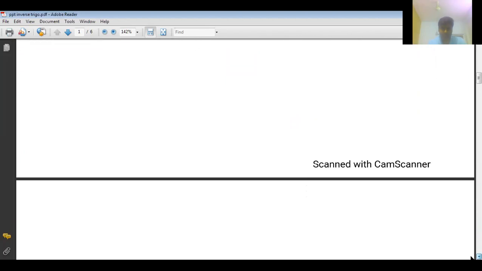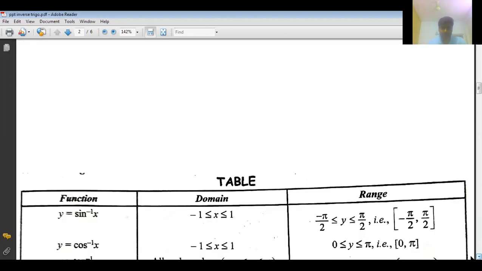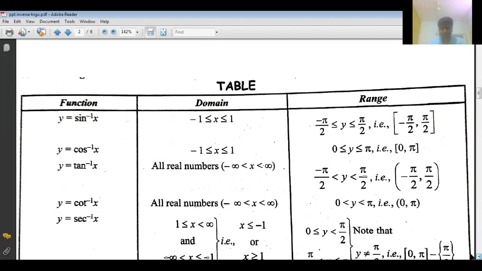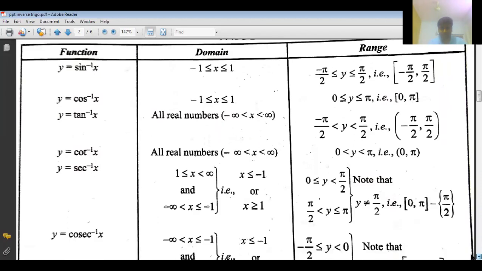Okay, so now just look at this. We have to remember domains and ranges of different inverse trigonometry functions. Without knowing the domain and range of inverse trigonometry functions, we will not be able to solve problems in this chapter. Okay, just have a look at that.